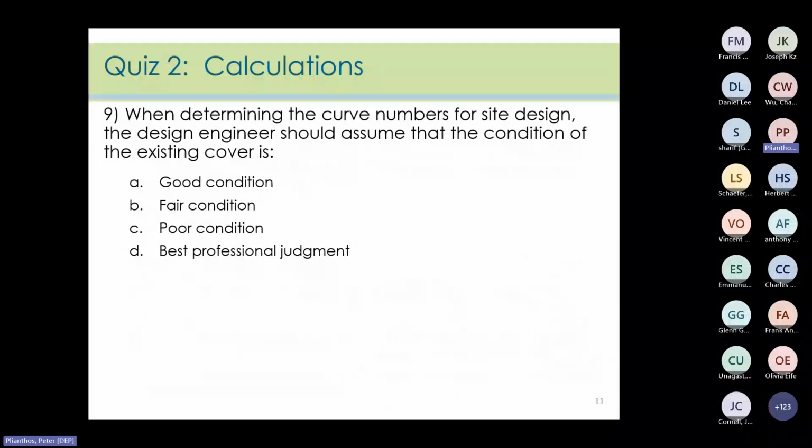Number 9, when determining the curve numbers for site design, the design engineer should assume that the condition of the existing cover is good condition. That's the right answer.